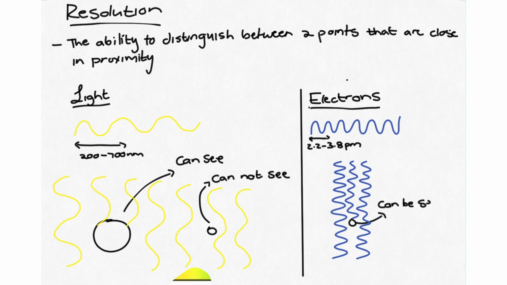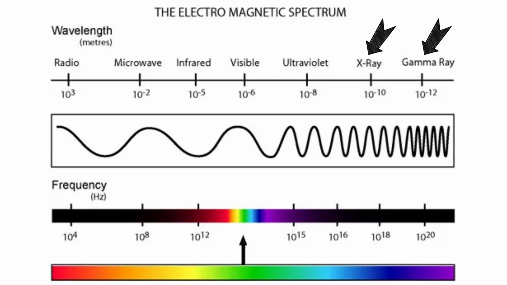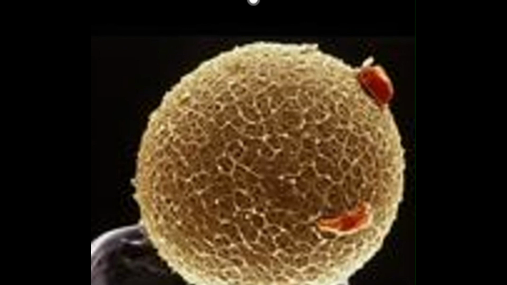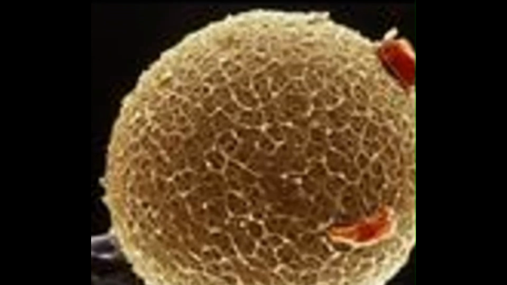Now you might be asking, why not use X-rays or gamma rays, as they also have a much shorter wavelength? Well, this was attempted but failed, as these types of radiation were very difficult to focus, whereas electrons, being negatively charged, could easily be focused using magnets. Magnification and resolution are highly dependent on each other. You cannot have a high magnification with a low resolution, as this will only result in a blurry image.